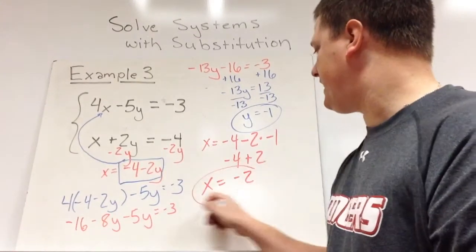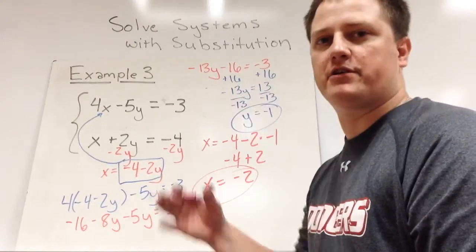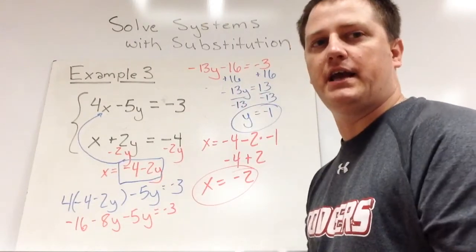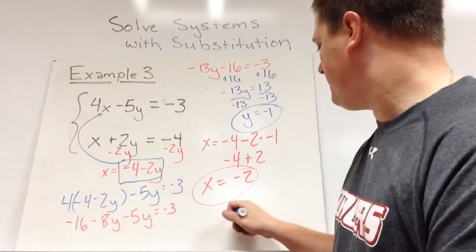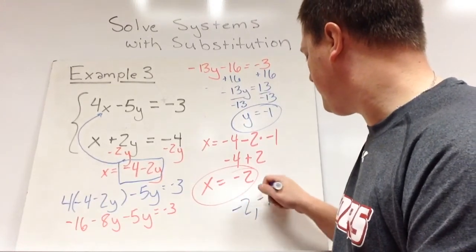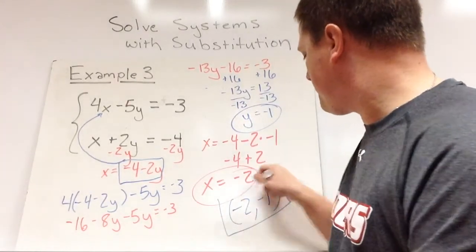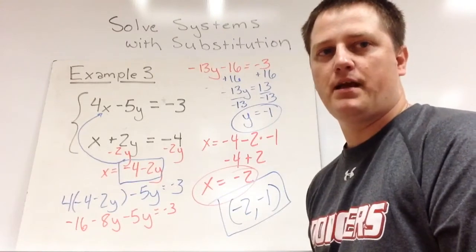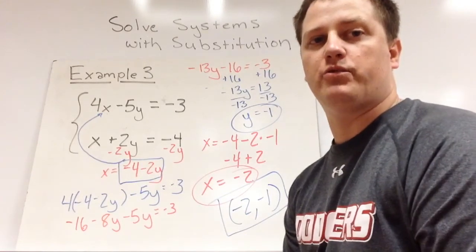Make sure you put the x first. Even though we found the y first, the x still goes first in our solution. So -2 comma -1 is our solution. Okay, this has been Solving Systems with Substitution.